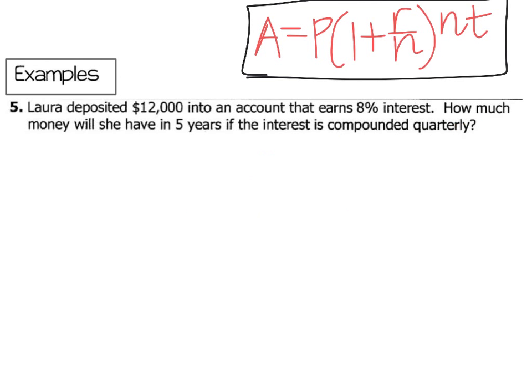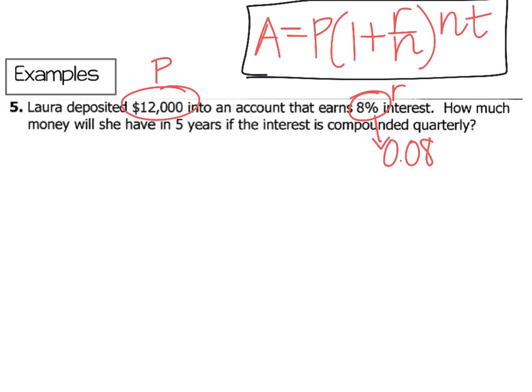So Laura deposited $12,000 into an account that earns 8% interest. So here she's going to be earning the interest. She puts money in the bank and the bank pays her 8% interest. So the initial or the principal amount is $12,000. That's our P. The rate is 8%. That's our R. And we always want to convert it to decimal, so 0.08. How much money will she have in 5 years?